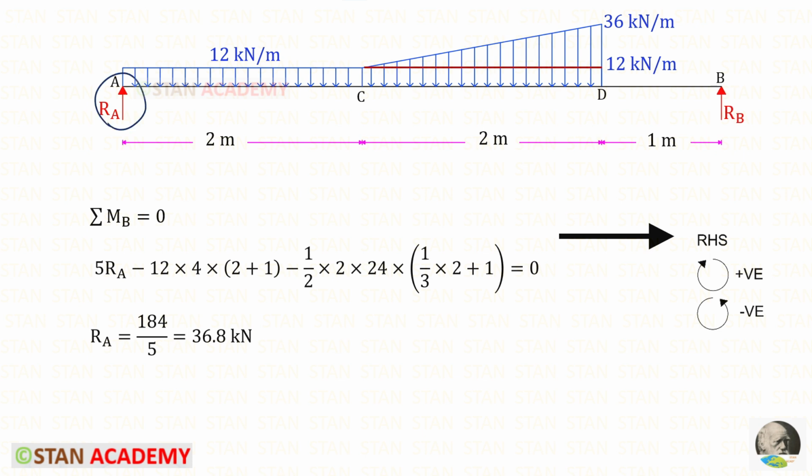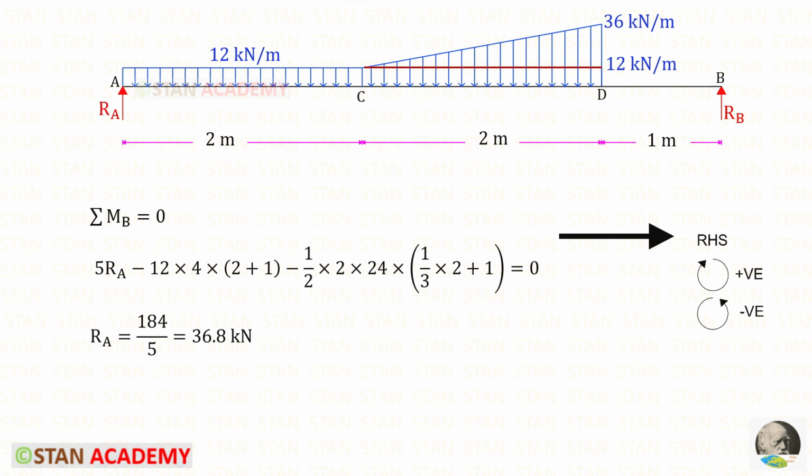To find RA, let us take moment about B. In this case we have to follow the right hand side rule. RA is acting in the clockwise direction, so it will be positive, and the distance is 2 plus 2 plus 1, so it will be 5 RA. The UDL is acting in the anti-clockwise direction, so it will be negative. For the UDL and UVL, we have to multiply the area with the centroid distance.